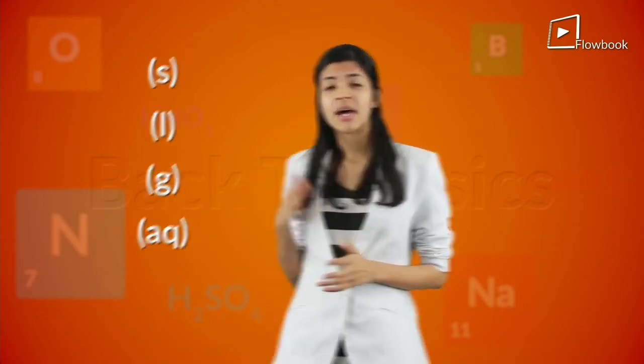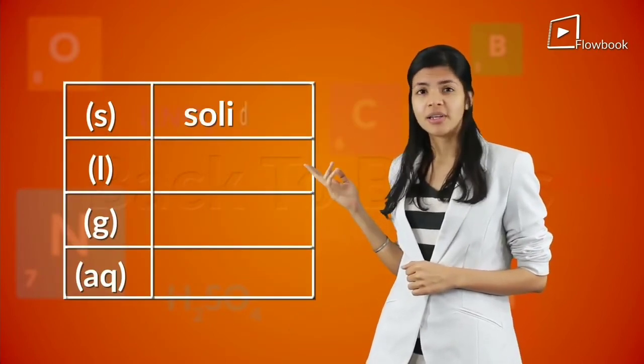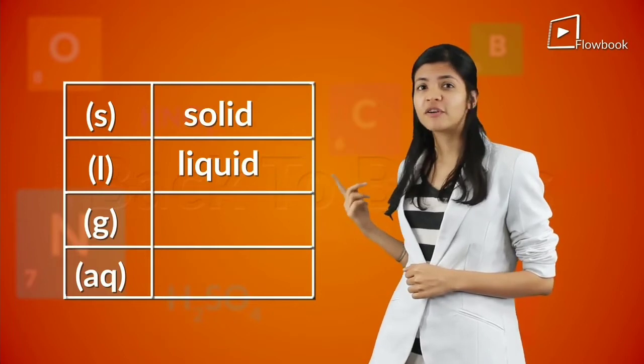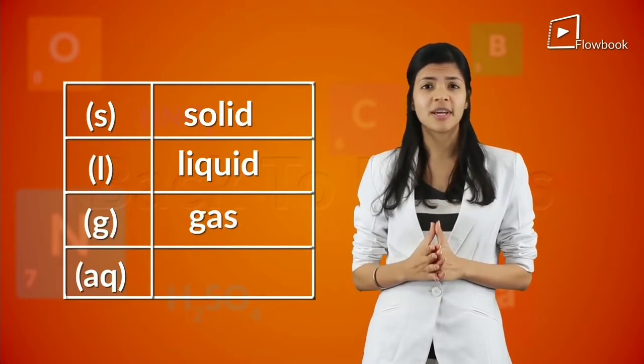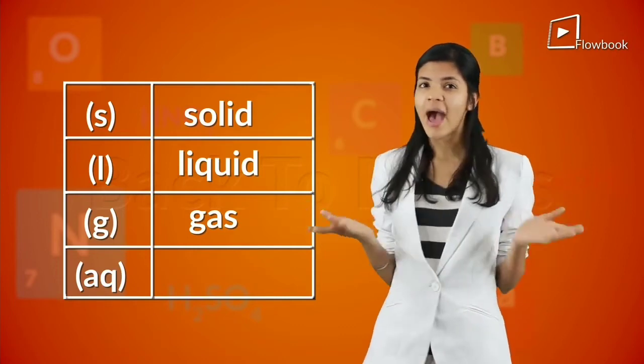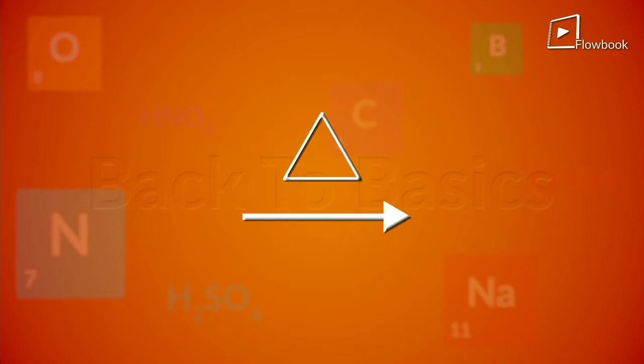For example, S stands for solid, L for liquid, G for gas, and when something is dissolved in water, it's represented by AQ, which means aqueous. Also, if you see a symbol like this on the arrow, it means that the chemical reaction needs heating.